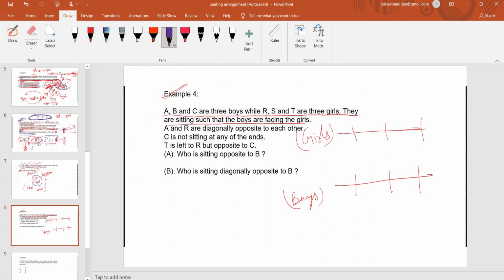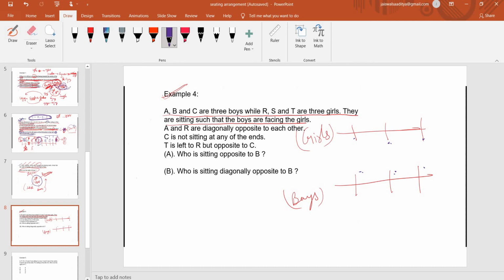A and R are diagonally opposite to each other, which means if A is here, then R is going to be here. If A is here, R is going to be here. Correct? This is what they want to say.